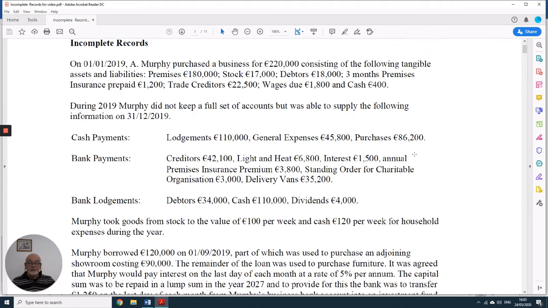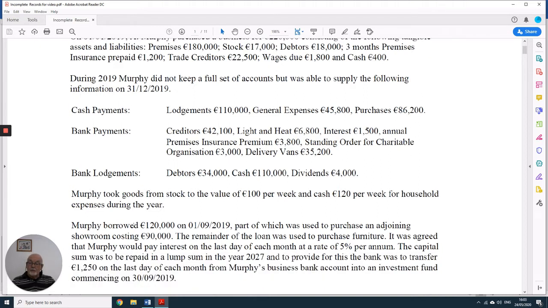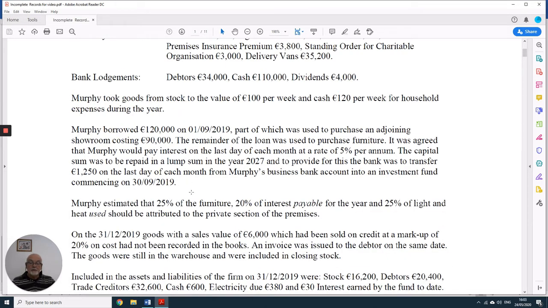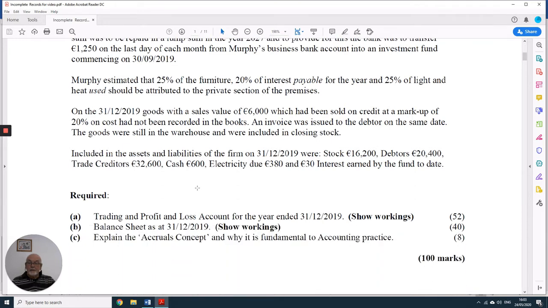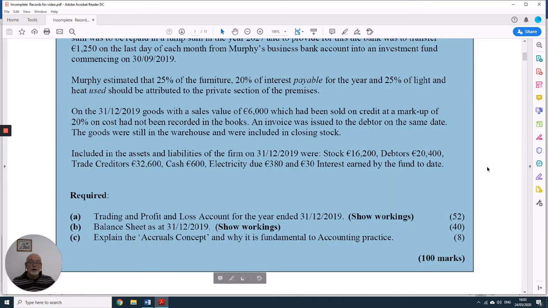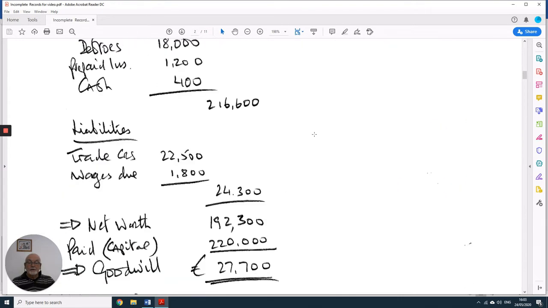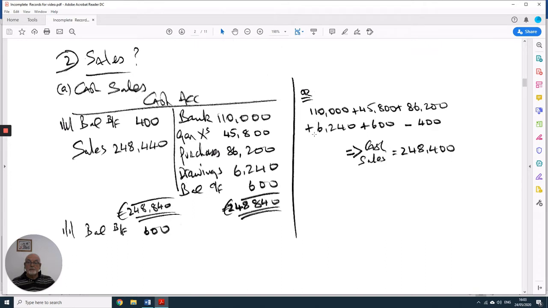The question also tells us that the owner, Murphy, took cash of €120 per week for household expenses or for drawings during the year. And then at the end of the question, we find that the firm has €600 in cash in the till. We put all of that information together now in our cash account, in our so-called step 2.